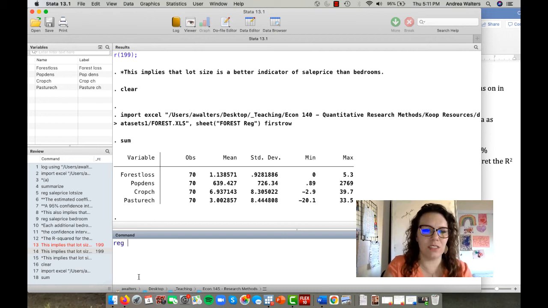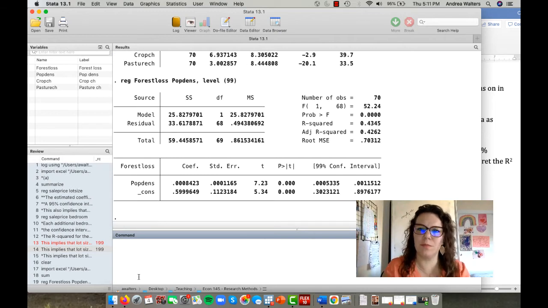So I'm going to regress forest loss on pop dens, and the confidence interval is going to be 99% this time. So now I'm much more confident that the true value of this beta, this coefficient, is non-zero and falls between 0.00053 and 0.001.